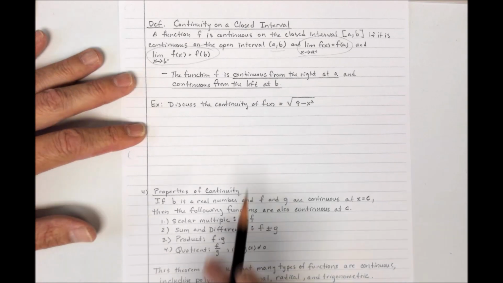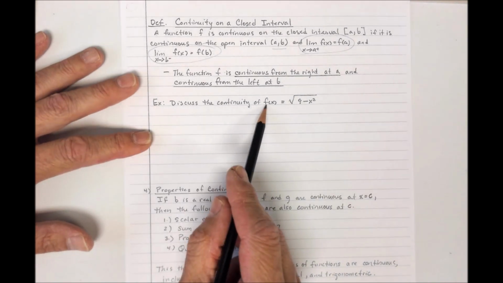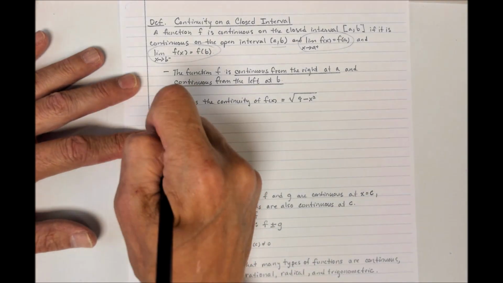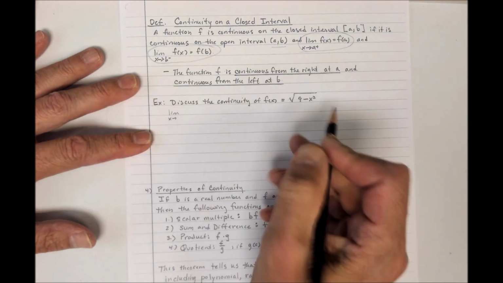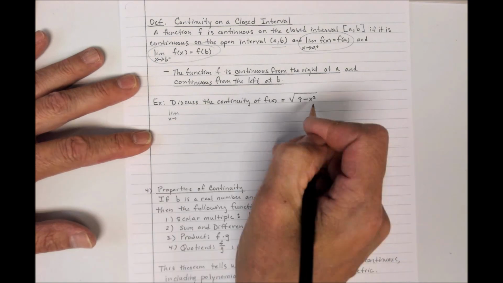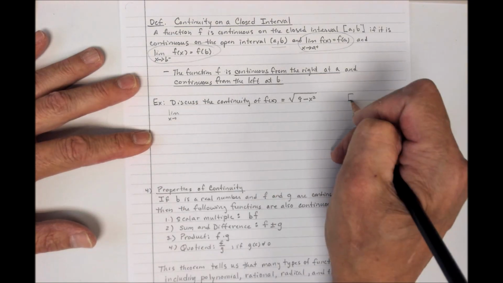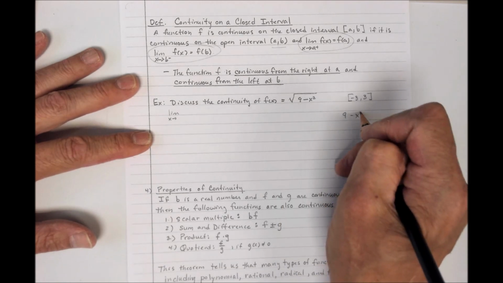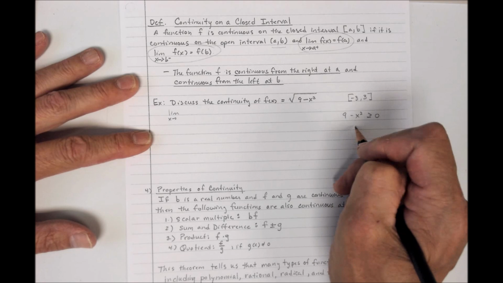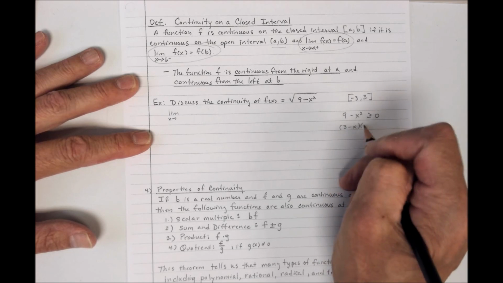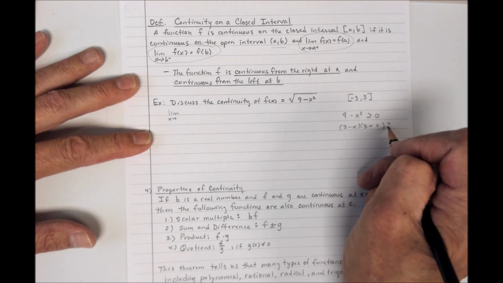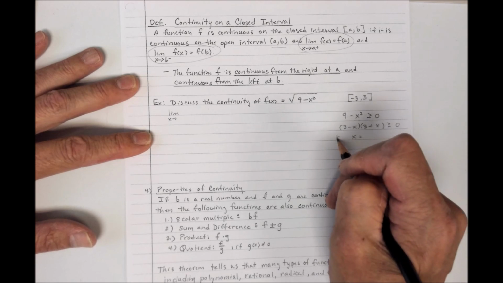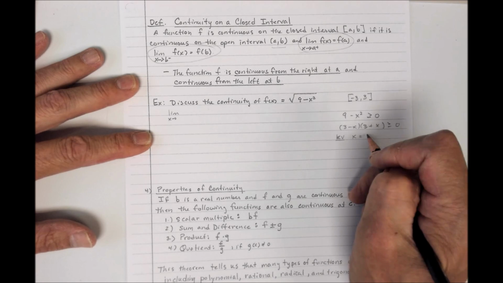So now if I say discuss the continuity of f(x) equals the square root of 9 minus x squared, I would have to consider the limit as x approaches, in this case, this is defined from -3 to 3. Remember that 9 minus x squared has to be greater than or equal to 0. So (3 minus x)(3 plus x) has to be greater than or equal to 0. I get key values here. Let's write key values here of x equals 3 and -3.